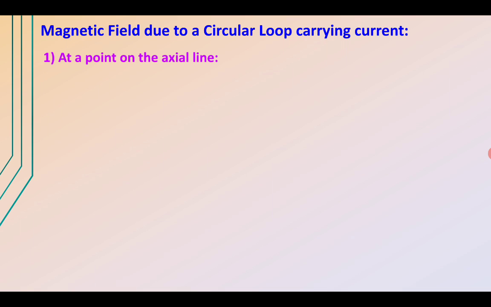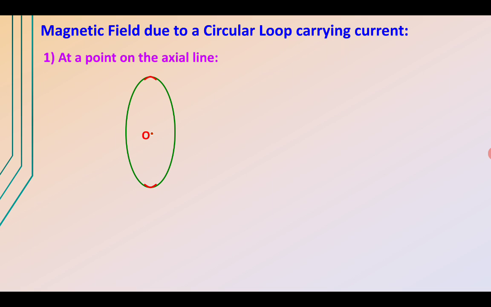One is at any point on the axial line. Next is at any point on the equatorial line. And another one is at the center of the loop. So for that, let us consider a circular loop carrying current, and we are considering two current elements above and below along the diameter of this circular loop.